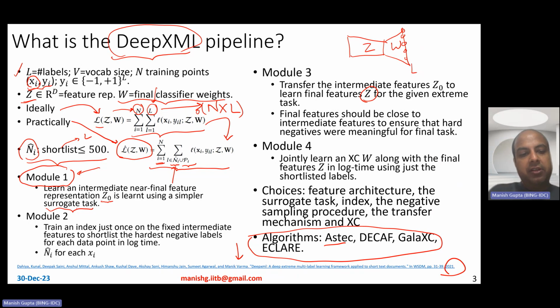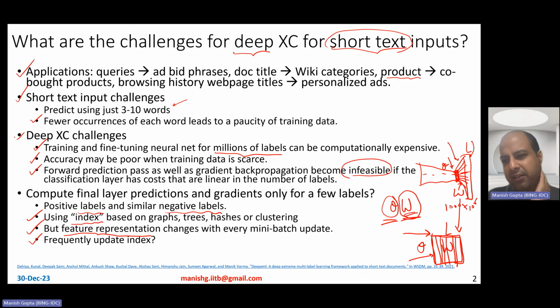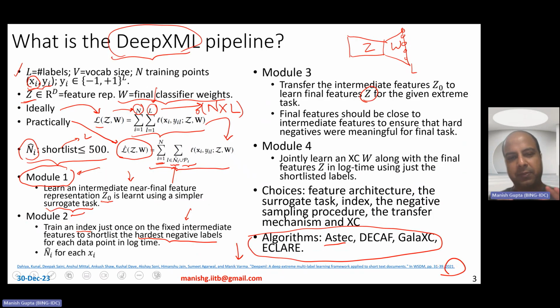In module 2, you're going to use this feature representation with an index. So you create an index in module 2, first on the fixed intermediate features. So with these intermediate feature representations that you learn, you create an index, and then you're going to shortlist the hardest negative labels. Now, you might be thinking, hey, we thought we would create an index on W. Why are you creating an index on feature representations? Trust me, it will become clearer over time. You create an index using the intermediate feature representations that you learned in module 1, and you index them.